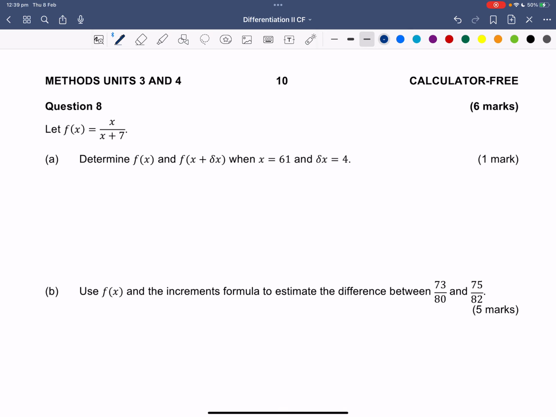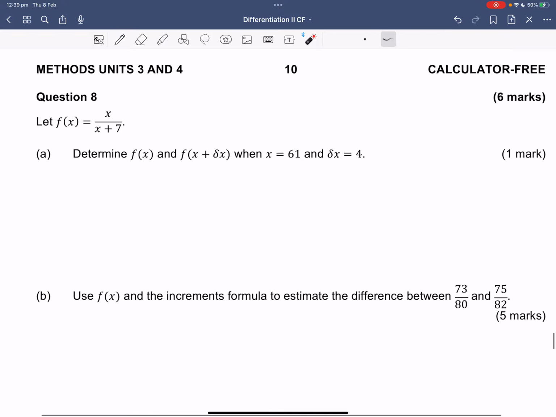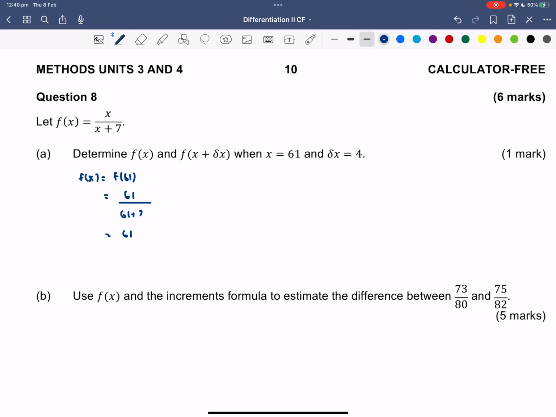All right, let's see how you went. Determine f(x) and f(x + Δx) when x is 61 and Δx is 4. So f(x) when x is 61 basically means they want f(61). So f(61) is 61 on 61 plus 7, which is 61 on 68.